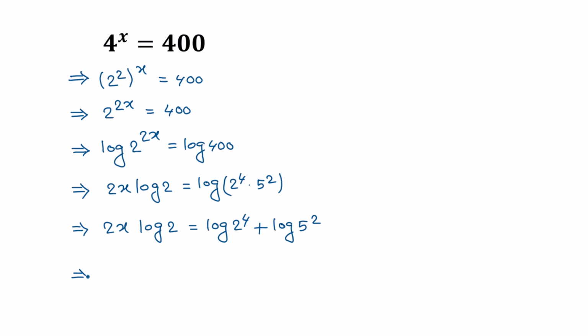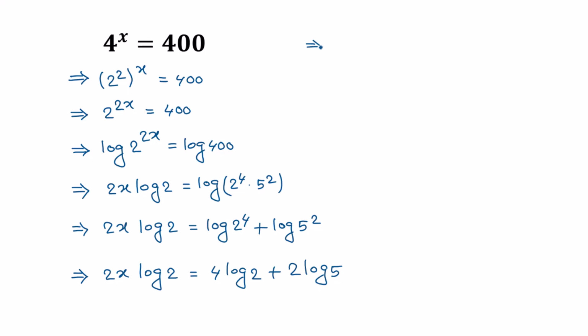The left side is twice x times log of 2, equal to, again applying the formula log a to the power b is equal to b times log of a, 4 times log of 2. Similarly, this term we can write as 2 times log of 5. Now dividing both sides by 2 times log of 2, we will get the value of x.